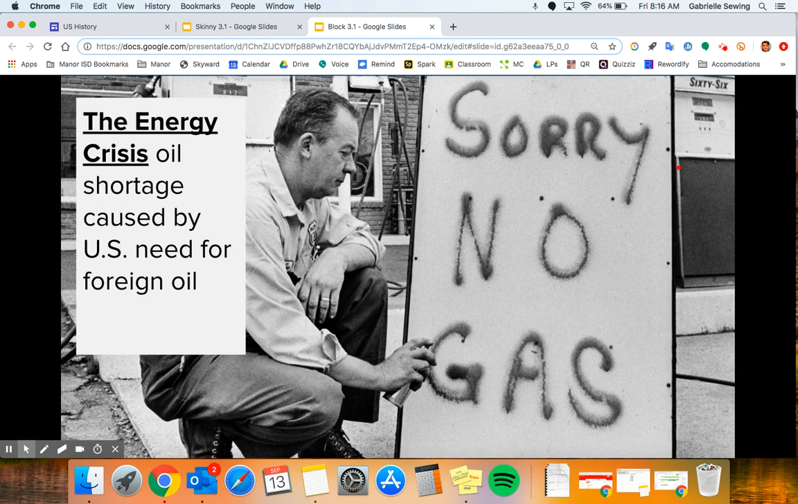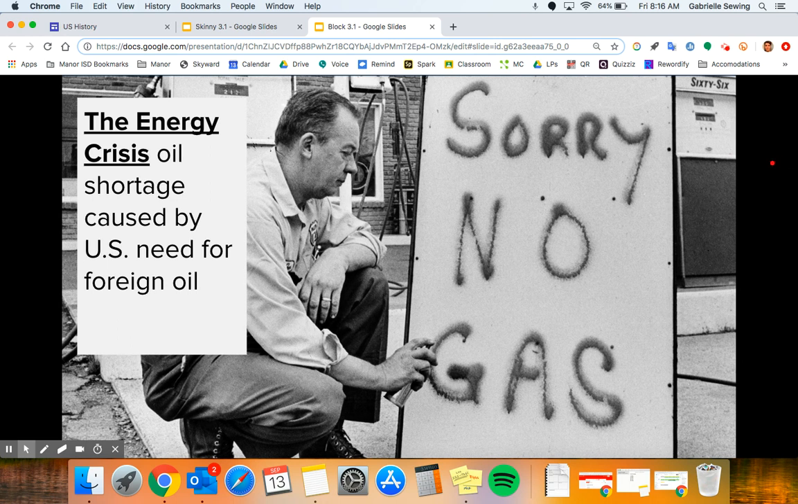So the first major event we're going to look at during Carter's presidency is the energy crisis. The energy crisis is when we have an oil shortage, so not enough gasoline to power our cars. And this is caused by our need and our reliance on foreign oil. We don't have a lot of natural oil reserves in this country, so we need to buy that oil from countries, mostly in the Middle East, that have tons of oil for sale, and we rely on them to power all of our cars, so we can drive around and get to where we need to be.